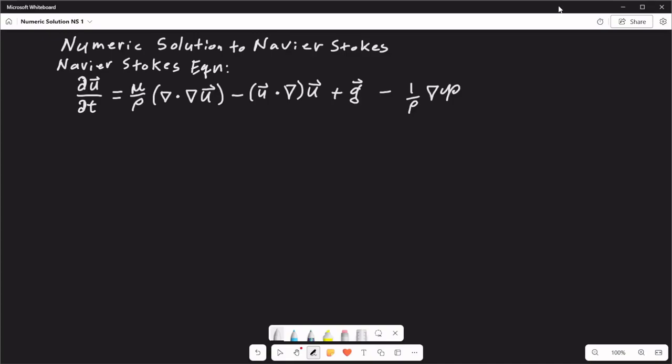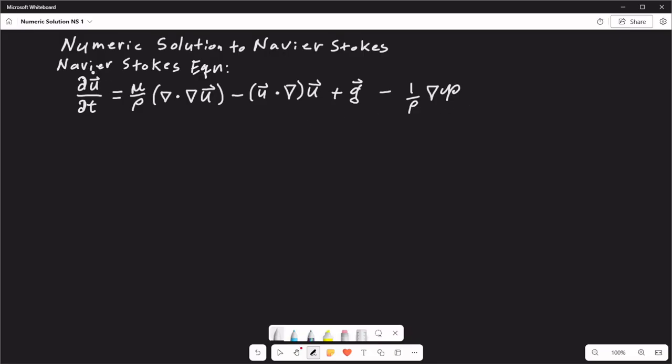Okay, so in the previous videos, the Navier Stokes equation was derived. So the next step here is to use the Navier Stokes equation that has already been derived, and to basically use it to model fluid by solving it numerically.